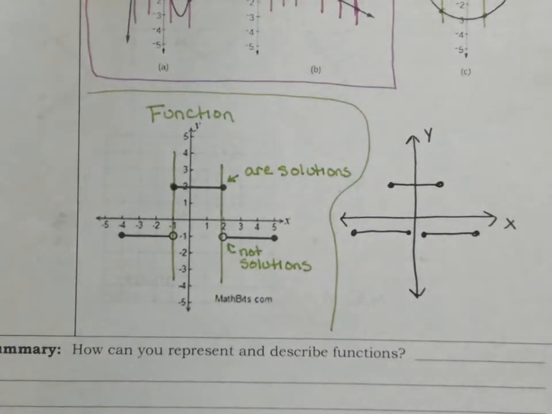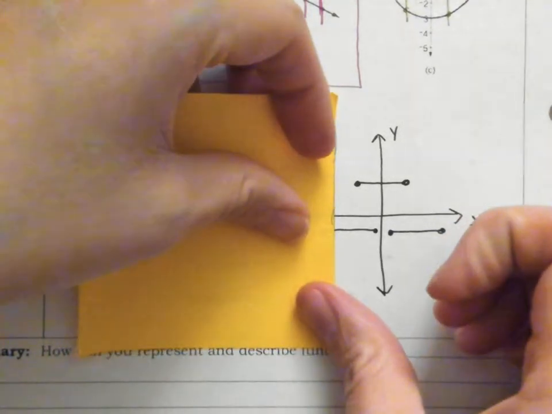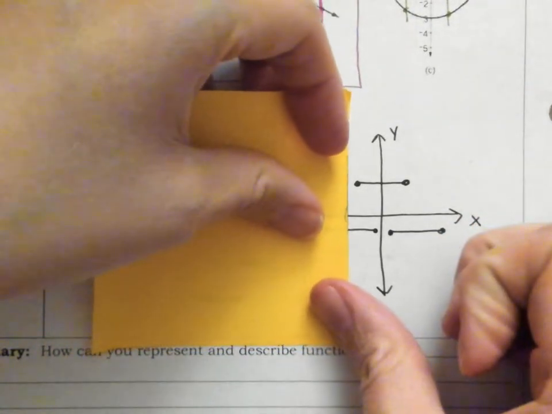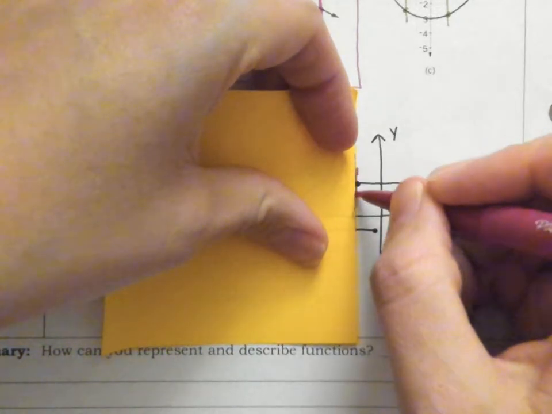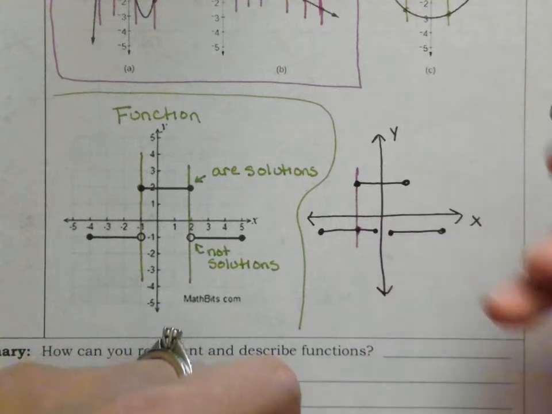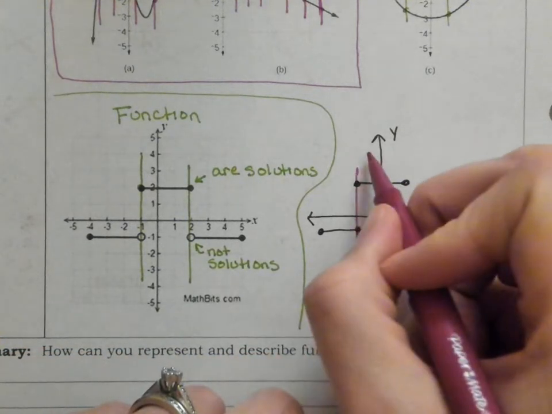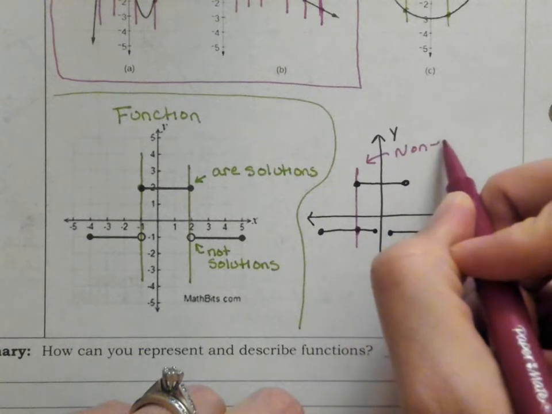All right, and the last one, again, I'm going to use my Post-it. I'm just going to follow it along. And right now I'm only touching 1 point. When I get here, I am touching 2 points. And instantly, I am no longer a function. So because of this right here, this is not a function.